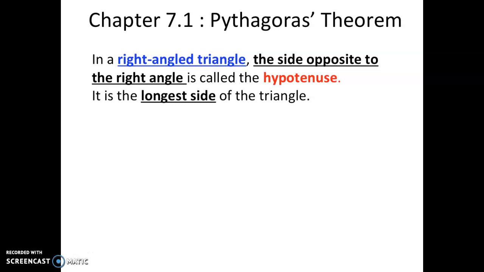Today you'll be looking at chapter 7.1 Pythagoras' Theorem. I hope that you have learned a little bit from the previous two videos. So in a right-angled triangle, the side opposite to the right angle is known as the hypotenuse of the triangle. It is the longest side of the right-angled triangle.